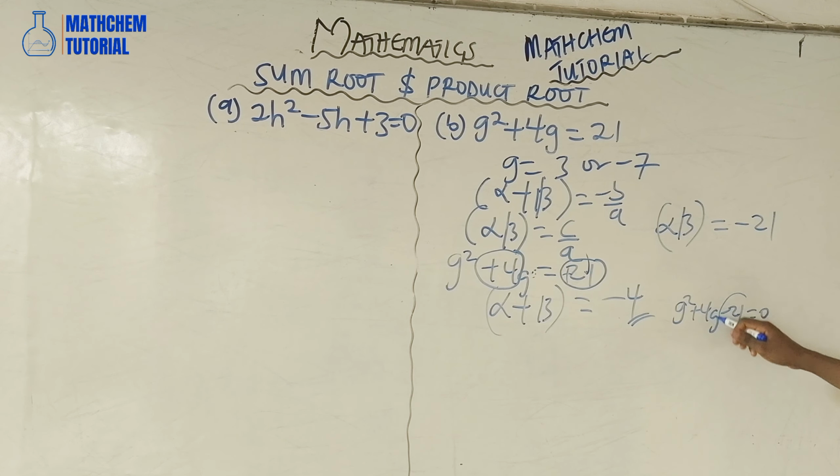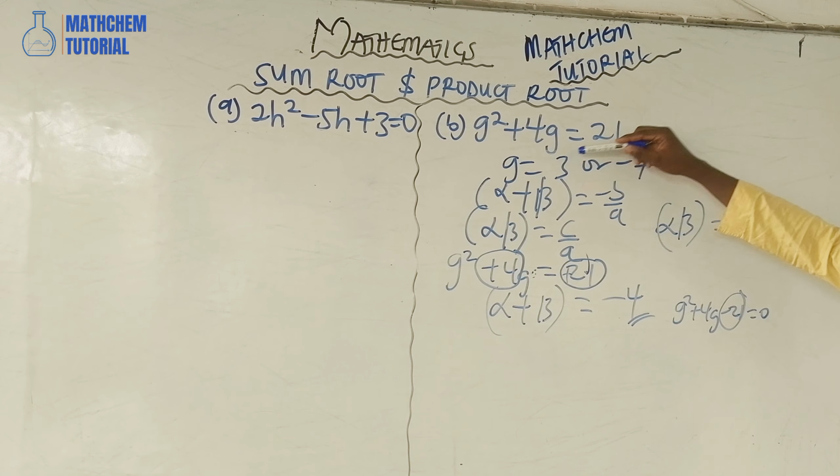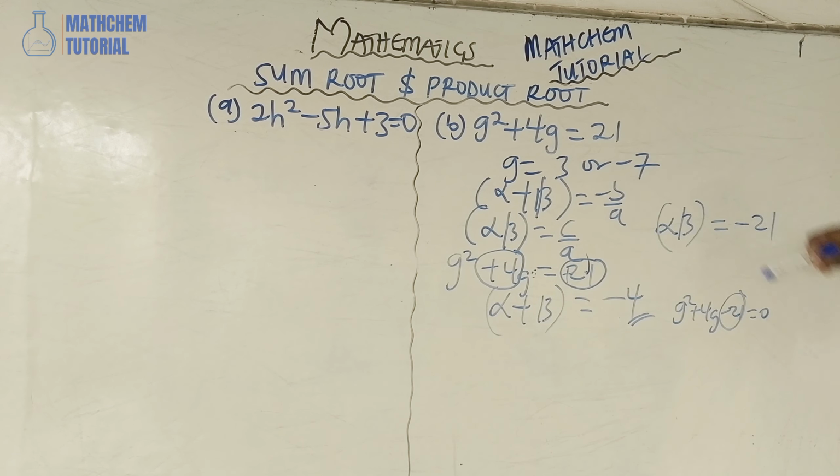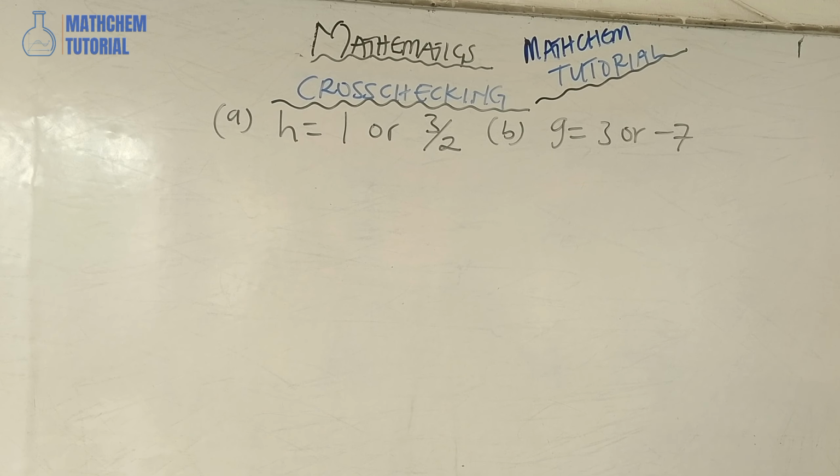So our answer for alpha beta is what? Minus 21. And if you multiply this root 3 and minus 7 together, you are going to get minus 21. This 3 is actually standing as our alpha, whereby this 7 is standing as our beta. Let's cross check. This is what we call cross checking. This is our root or our answer we got. Let's reverse it back to the equation we were given.